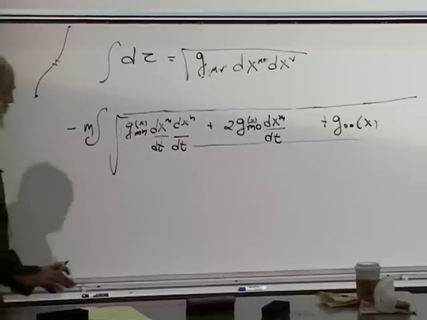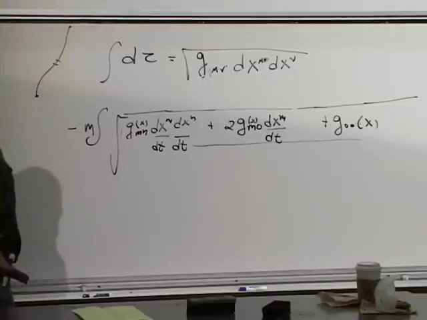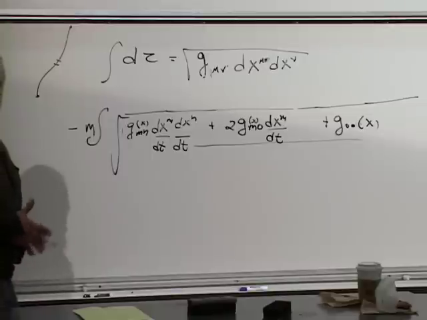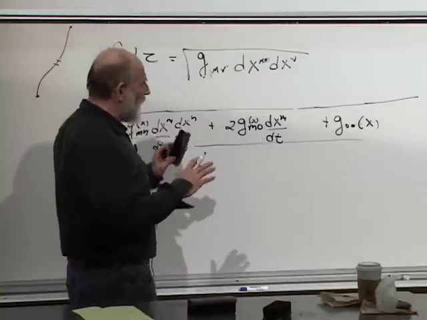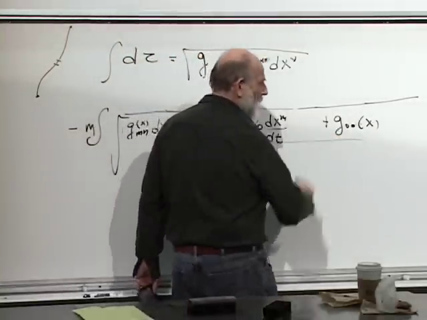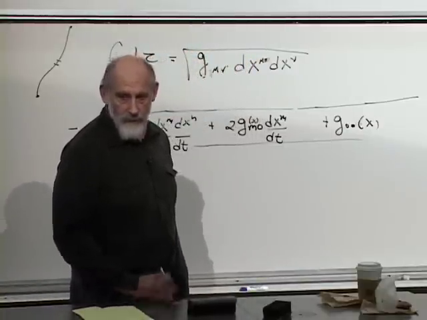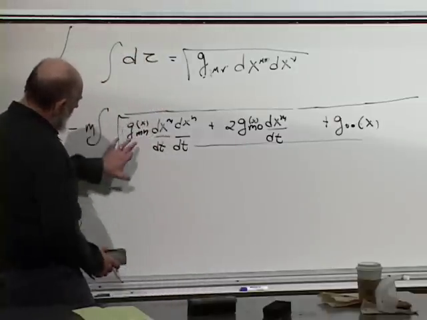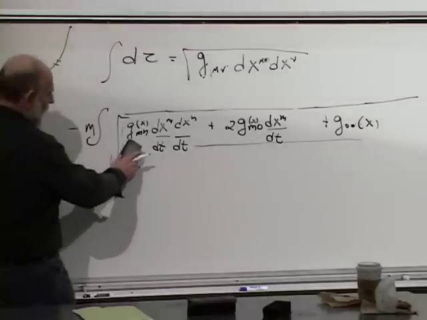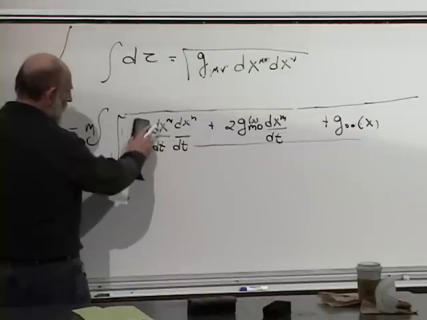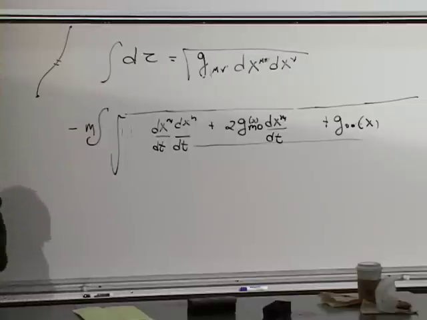Let's do a simple example. Let's suppose that only G naught naught was interesting. By interesting, it means different than the flat space metric. Let's suppose that G naught naught was different. What is G naught naught in flat space time? 1, right? All right. Let's simplify these by going to flat space time. Then what's G MN? Delta MN, or minus delta MN.